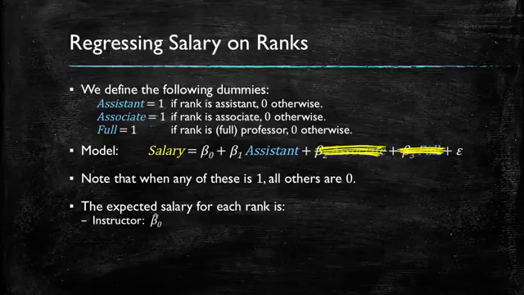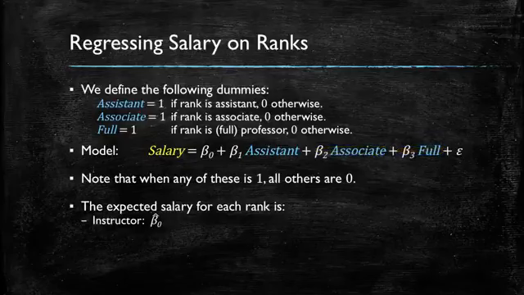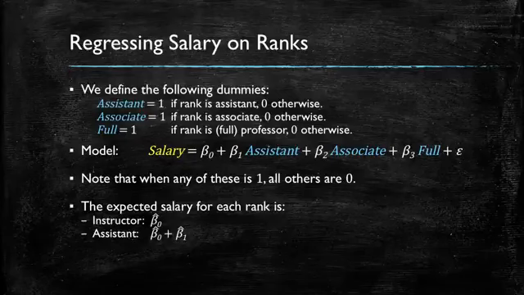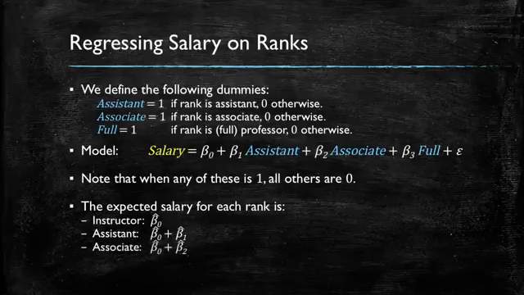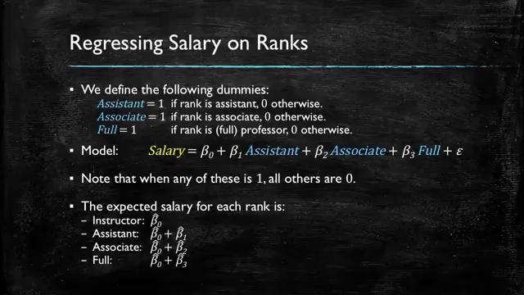If we now have an assistant professor, then only the assistant dummy variable will be turned on. The associate and full dummy variables are going to be turned off, which means we're only left with beta 0 and beta 1, and correspondingly the sum of these 2 coefficients is going to be the expected salary for an assistant professor. Following the same logic, the expected salary for an associate professor is going to be beta 0 plus beta 2, and finally the expected salary for a full professor, beta 0 plus beta 3, because once again only the full professor dummy variable is turned on in this case.